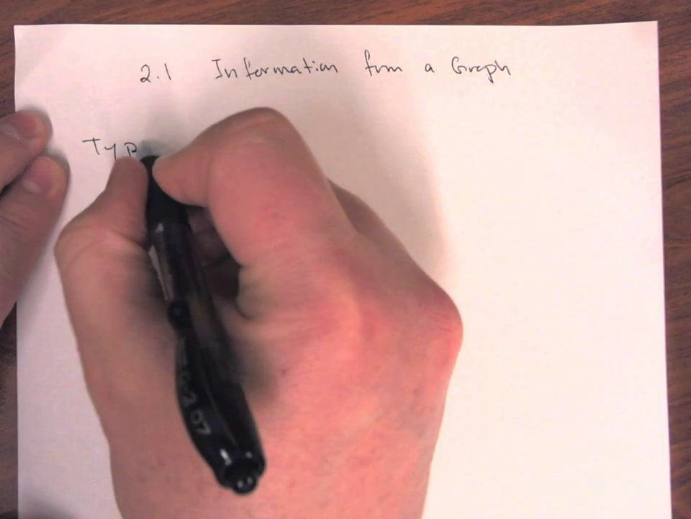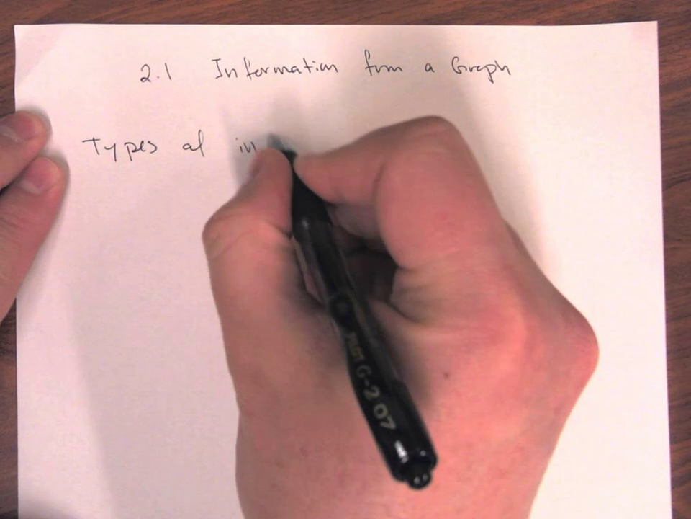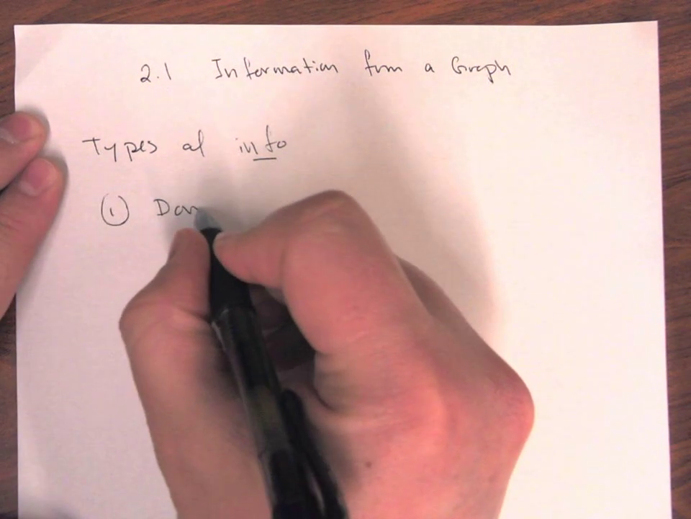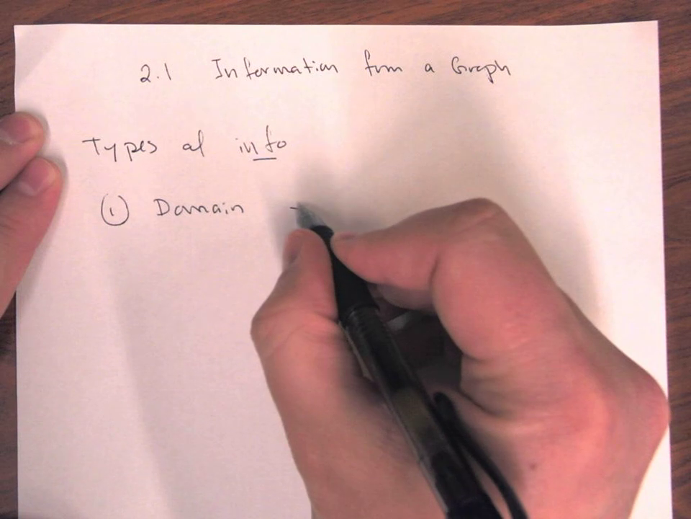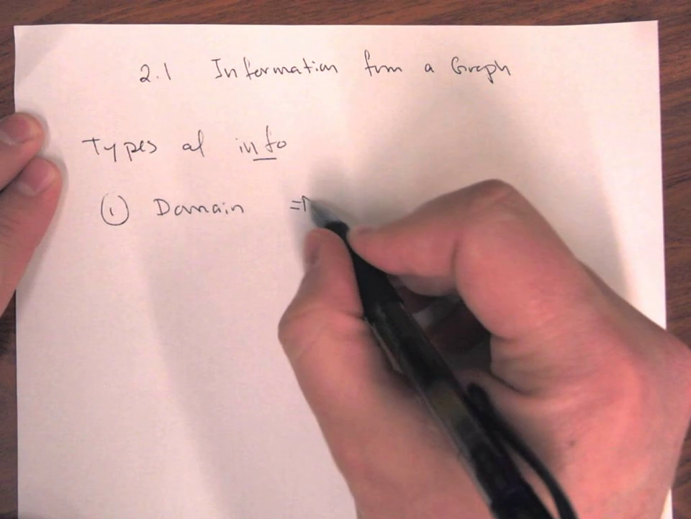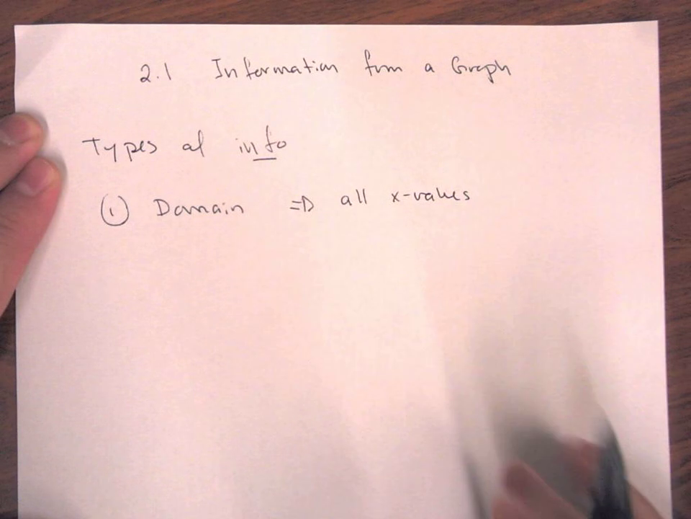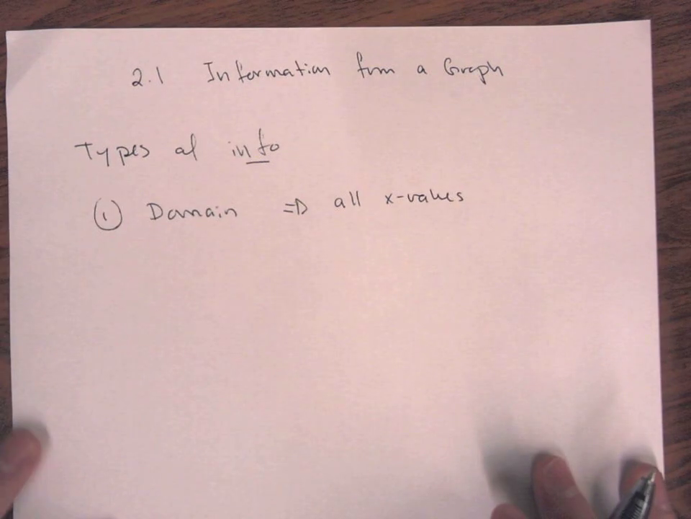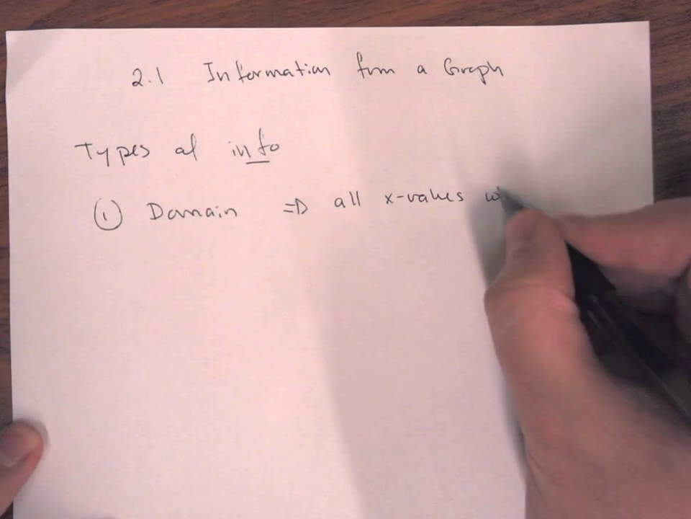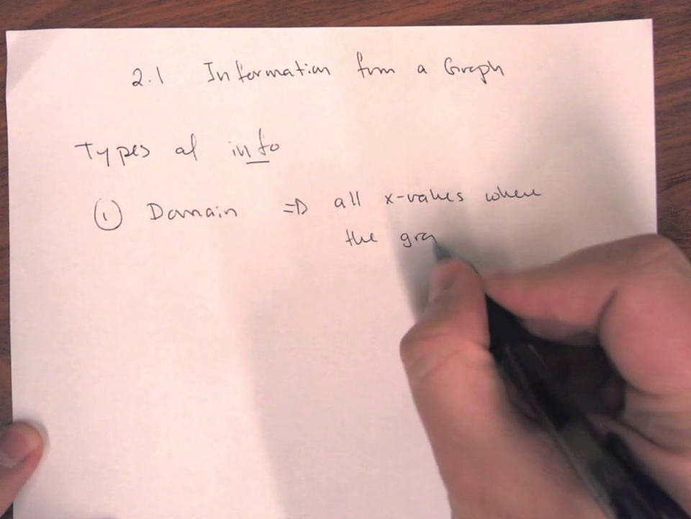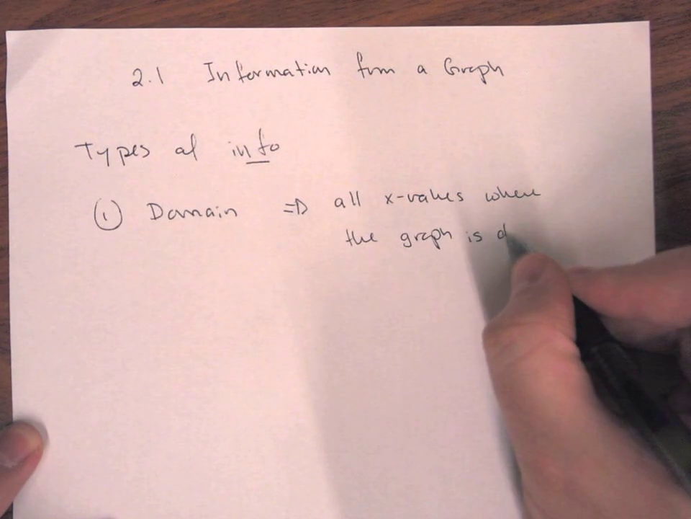So types of info. Number one, we want to be able to find the domain, right? So this is all of the x values where the function is defined, right? So where the graph is defined.